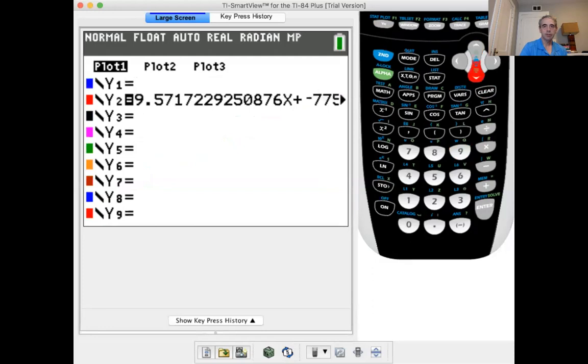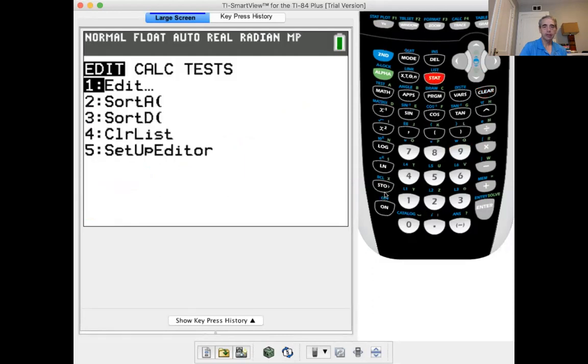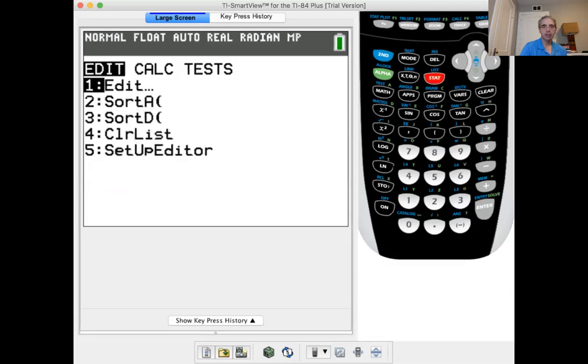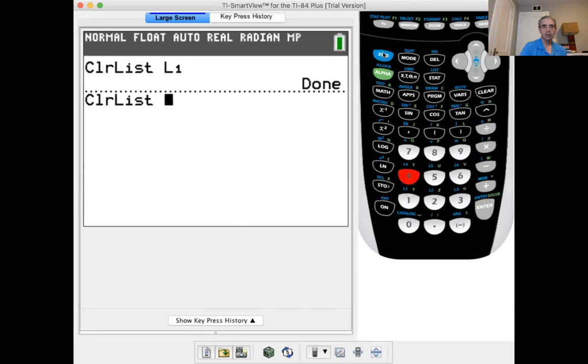Go down first and clear. That one's gone. Stat, clear the lists. Let's clear L1. Second, L1, enter. Let's clear the second list. Stat, clear list. Second, L2. And everything should be gone now. Now the stat plot is on because I am going to go ahead and use a stat plot. I'm not going to turn that off just to turn it on again.